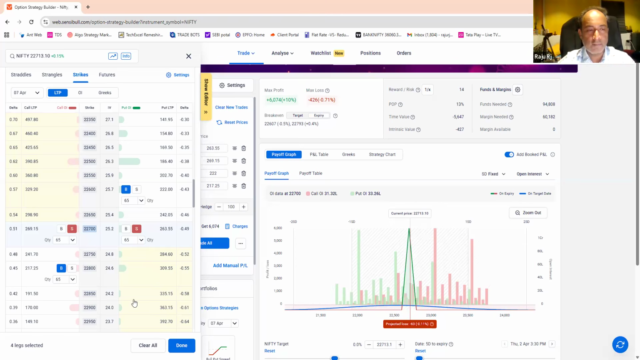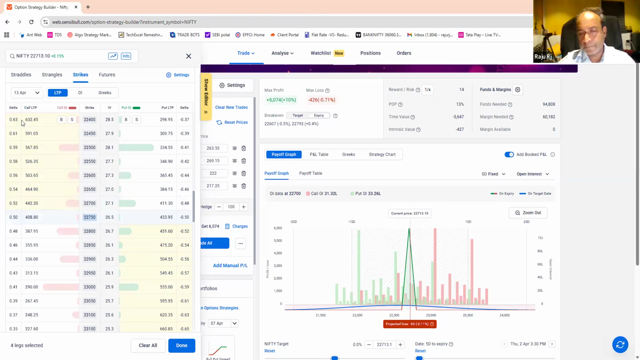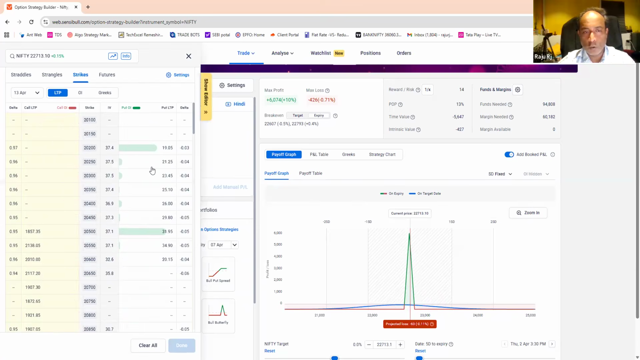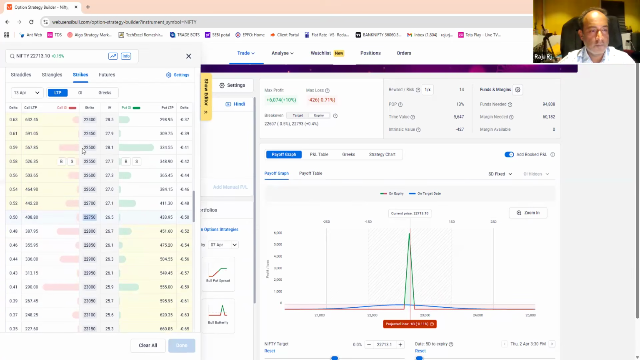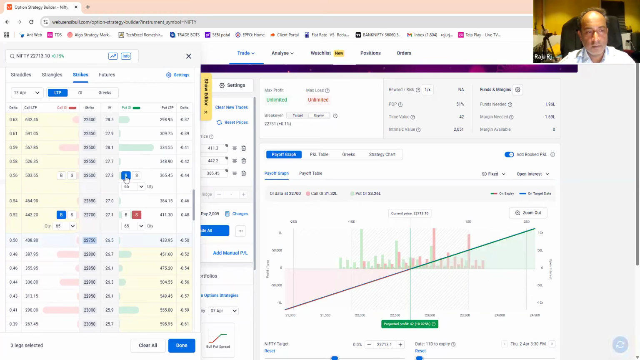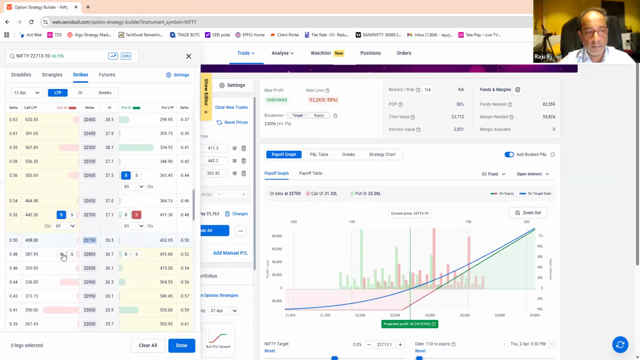This is how you can create an iron fly, and you can create an iron fly with a weekly option as well, not only with monthly. You'll get more if you go for 13th April. If you create an iron fly like this, you can create an iron fly by this and by this.